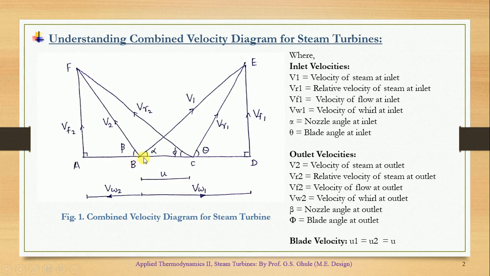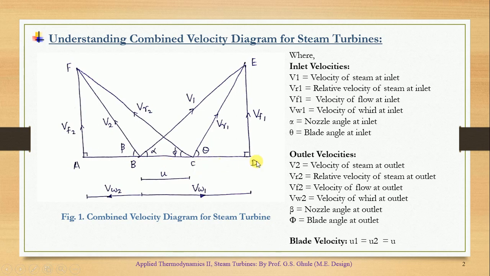From this particular point, the steam is coming out of the nozzle at some velocity. So here V1 is indicating the velocity of the steam at inlet. This steam is coming at an angle of alpha. Now we can see over here, triangle BED is a right angle triangle. BD is my horizontal component, DE is my vertical component, where V1 is my hypotenuse, right?